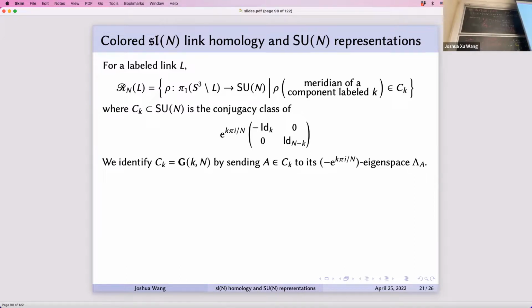A matrix is determined just by its eigenspace corresponding to this block. And now that eigenspace will be a k-dimensional vector subspace of Cn. So you can identify this conjugacy class with the complex Grassmannian of k-planes inside the space.